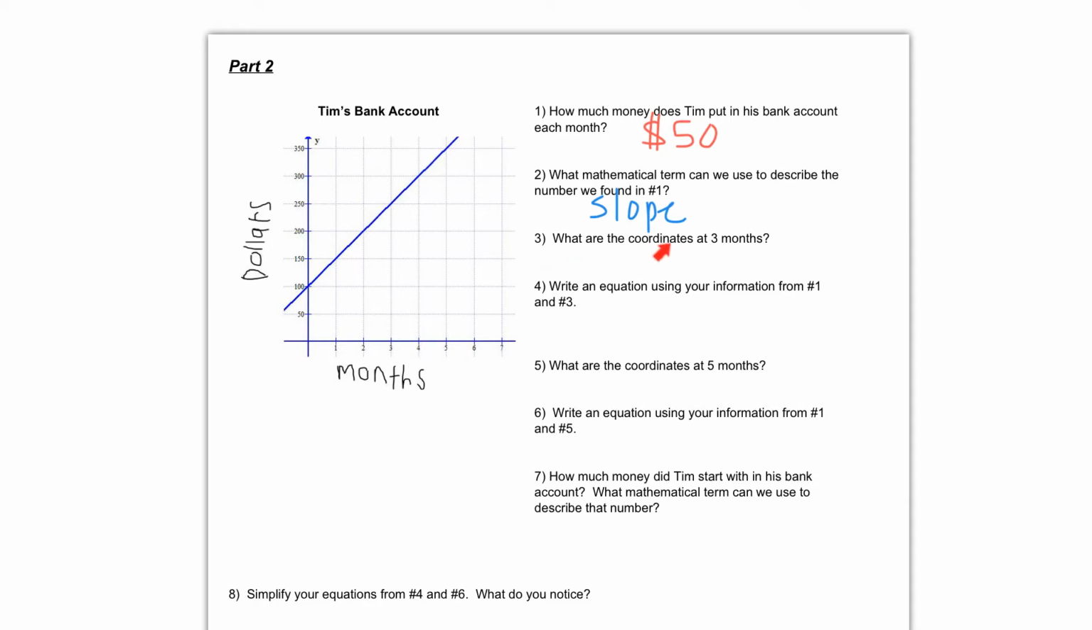Number 3 says, what are the coordinates at 3 months? So if we look at 3 months and we go up, we get to 250. So the coordinates would be 3 and 250.